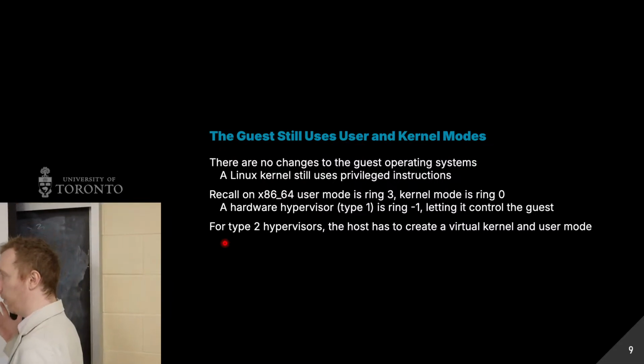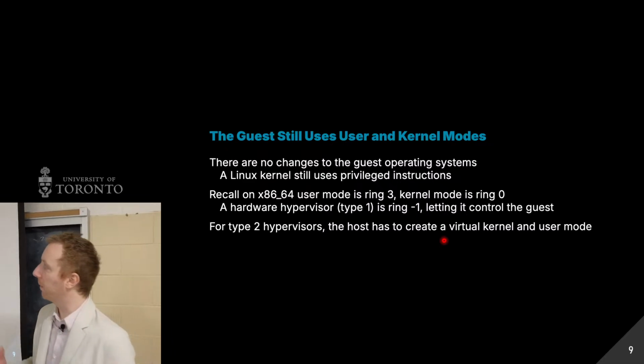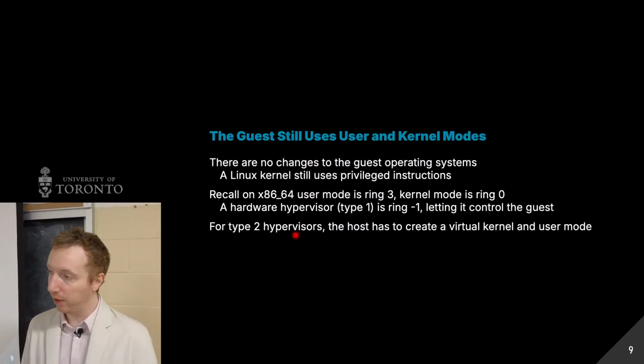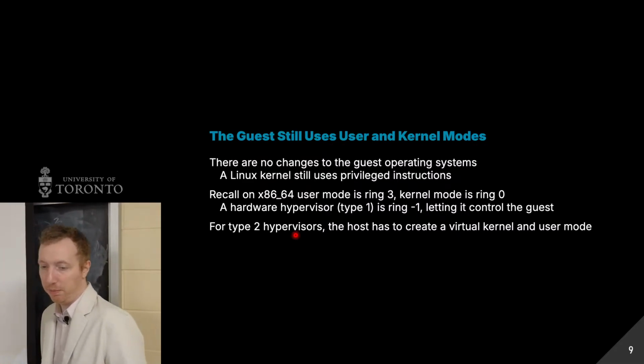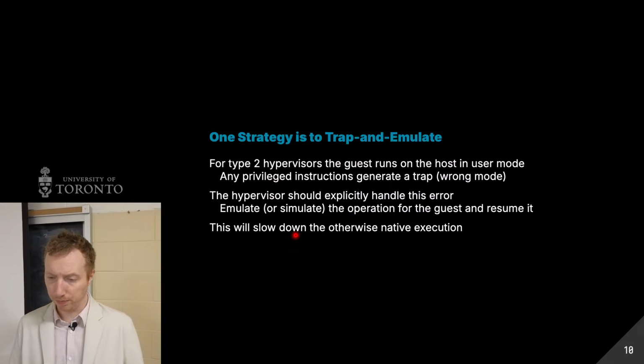So for type 2 hypervisors, the host basically has to create a virtual kernel mode and user mode, but user mode is kind of already done through processes. So it has to create its own kind of kernel mode because for type 2, the hypervisor runs completely in user space. So it has to simulate the kernel mode in some way that we will get into.